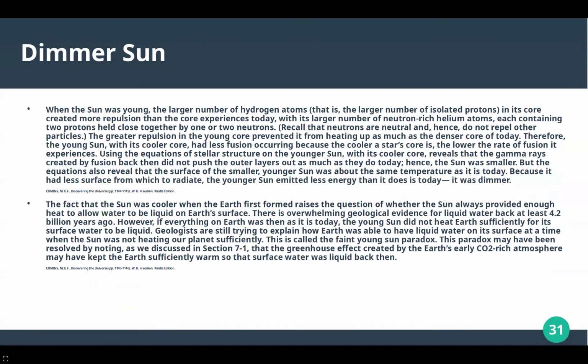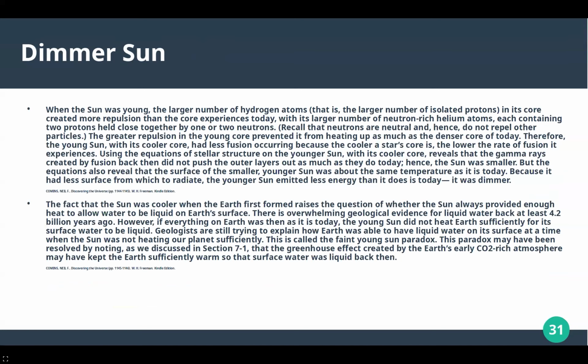When the sun was young, the larger number of hydrogen atoms, that is, the larger number of isolated protons in its core, created more repulsion than the core experiences today. With its larger number of neutron-rich helium atoms, each containing 2 protons held together by 1 or 2 neutrons, the greater repulsion in the younger core prevented it from heating up as much as the denser core of today. Therefore, the young sun with its cooler core had less fusion occurring, because the cooler a star's core is, the lower the rate of fusion it experiences.